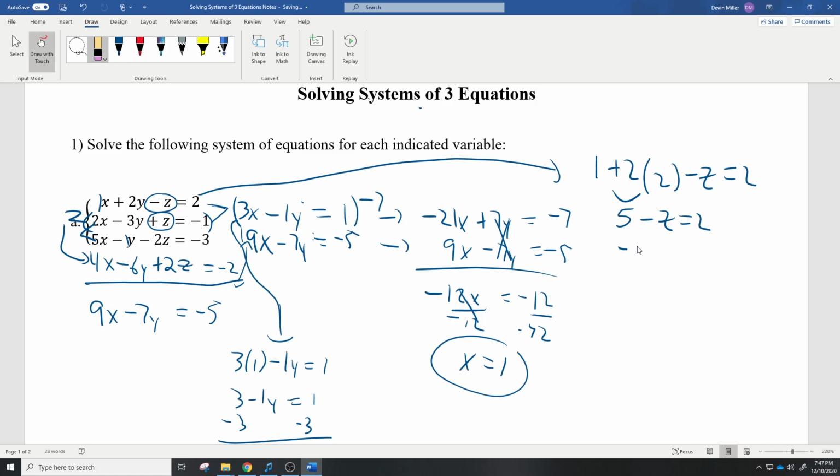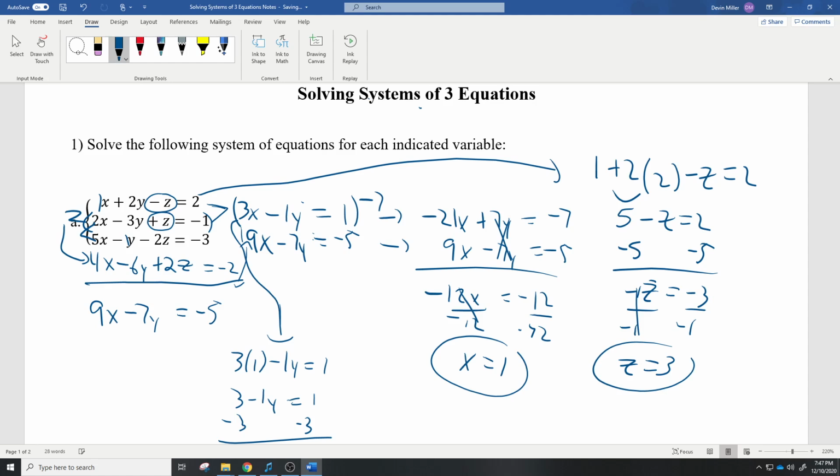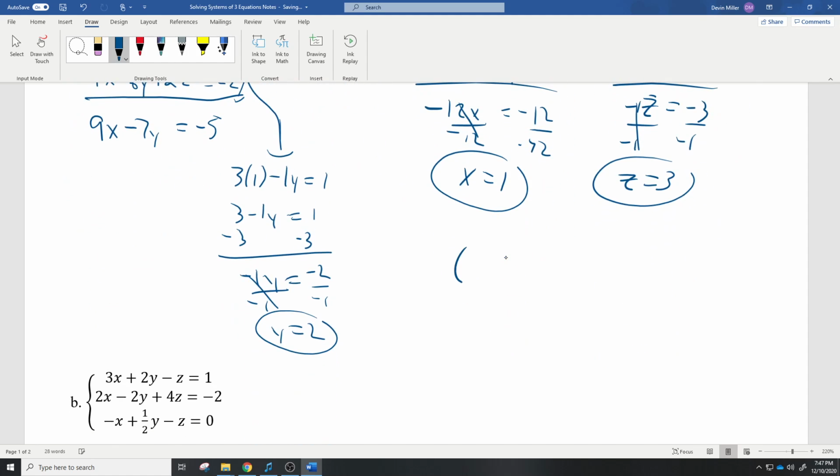Now we have minus 5 on both sides. So we get negative z equals 2 minus 5, which is negative 3, and we'll divide by a negative 1. So z equals 3. So as a final answer, putting them all together, it's 1, 2, and 3.